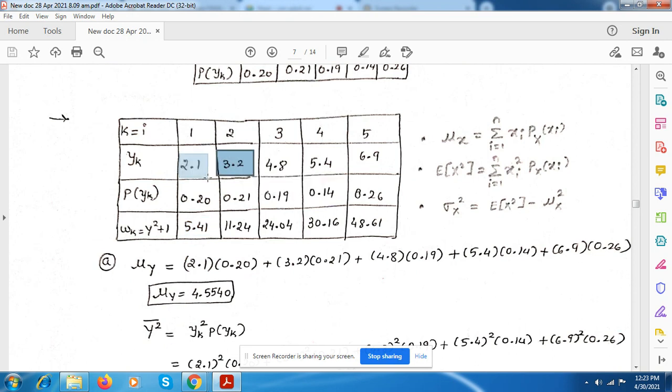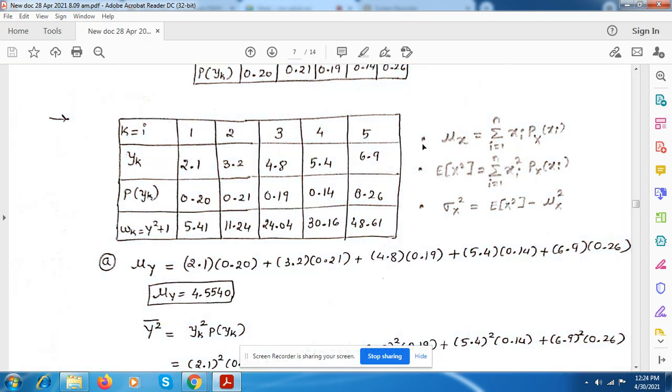The first we have squared this value, 2.1 square plus 1 is 5.41. Next value is 3.2 square plus 1 is 11.24. Next we have squared this value, that is 4.8, and added 1, so it is 24.04. Next value is 5.4. So square this 5.4 plus 1, that is 30.16. And next value is 6.9 square, then plus 1 is 48.61. So this is how we will calculate this WK random variable values.